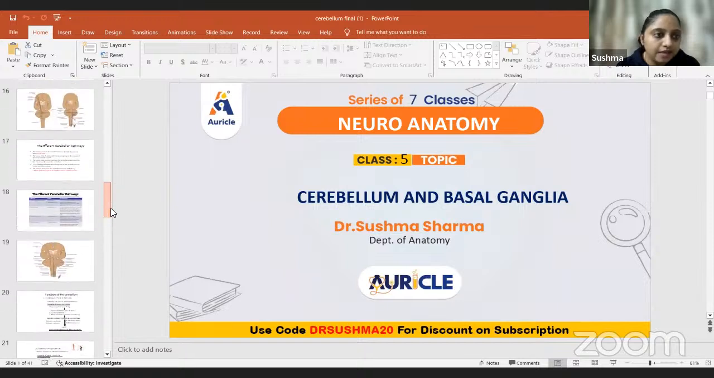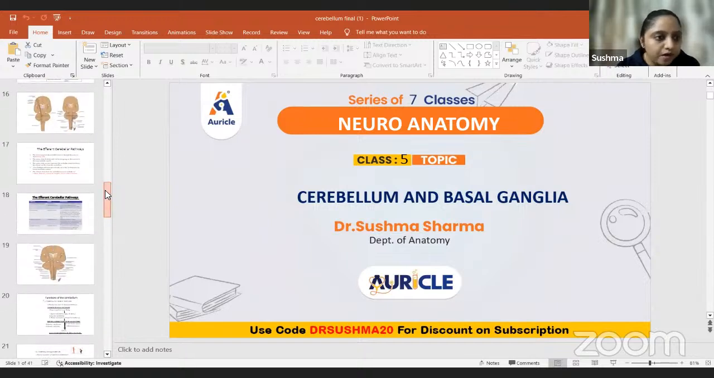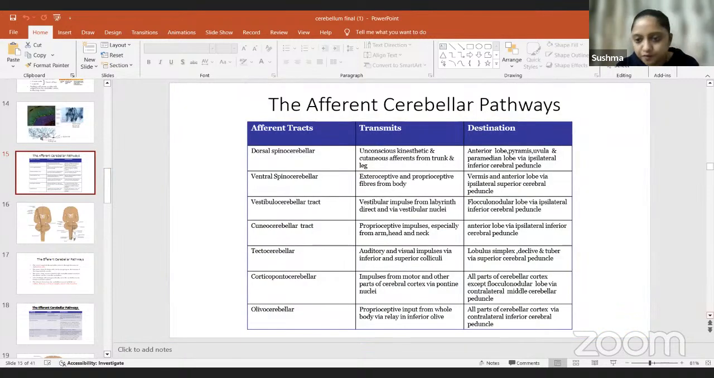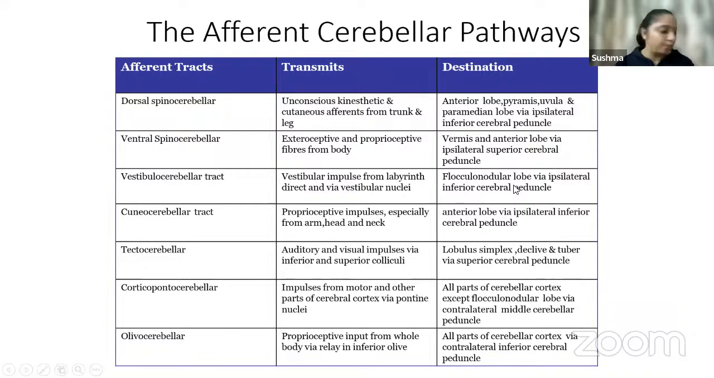Yeah, as I was saying, the cerebellum receives so many different inputs from different tracts, and finally it processes all the inputs and gives an output to the cerebrum, says whether this movement is safe or not. So, if you look at all the different pathways that we have, there is dorsal spinocerebellar pathway, right? And there is ventral spinocerebellar. Then there is cuneo-cerebellar, vestibulo-cerebellar, tectocerebellar, and corticopontocerebellar and olivo-cerebellar.